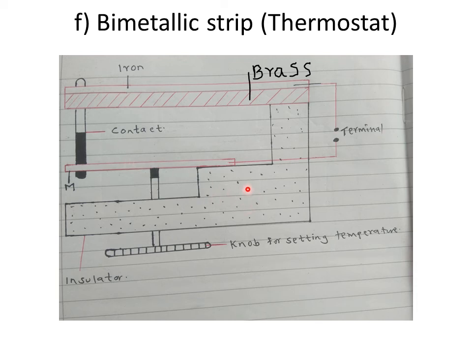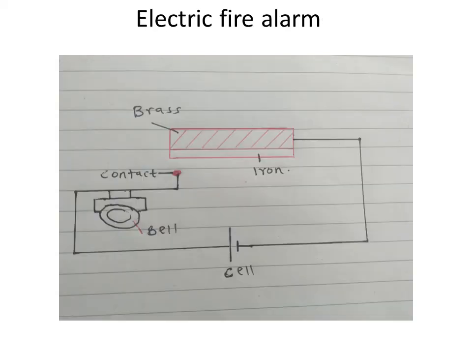So a thermostat has wide applications. It is applied in fridges, the working of the electric fridges. We also have the adjusting of the temperature of electric irons. So we can also look at our last application here, which is just a bonus, the working of the electric fire alarm. Now how does the electric fire alarm work?